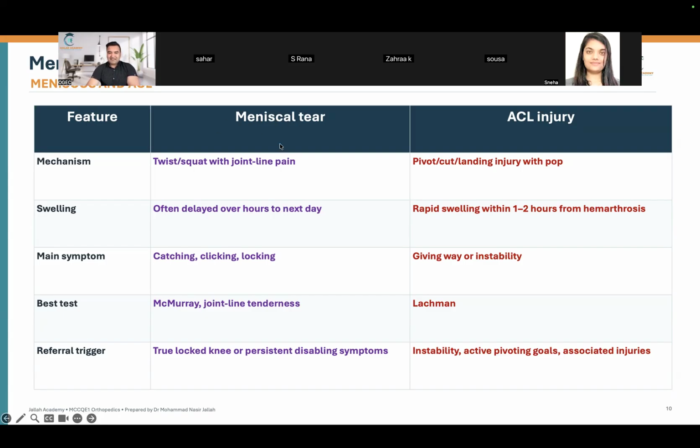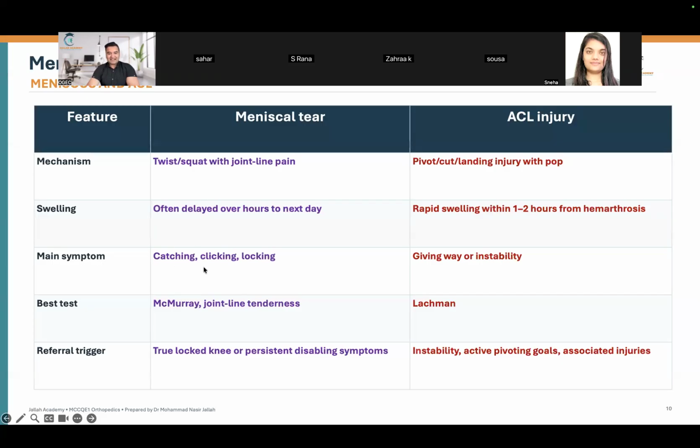For the meniscal tear, swelling often happens over hours to the next day, later on. It may happen, but maybe the next day or the day after. But with the anterior cruciate ligament, it happens very quickly, within 1 to 2 hours. And that happens due to hemarthrosis.